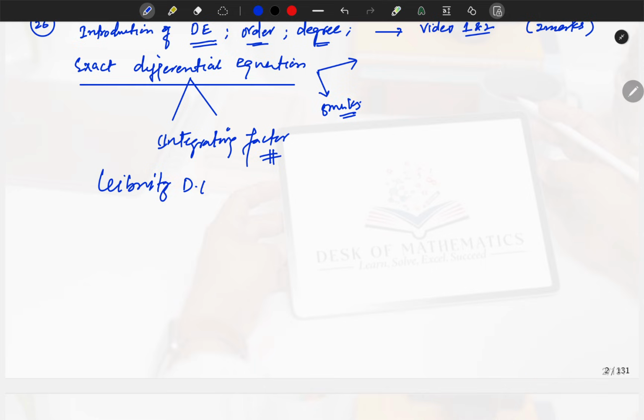Okay. Similarly, another one is the Leibniz differential equation and Bernoulli's differential equation. So this question may be of 5 marks. They will give one differential equation and ask you to find the solution of this differential equation. They will not tell you what type of differential equation it is.